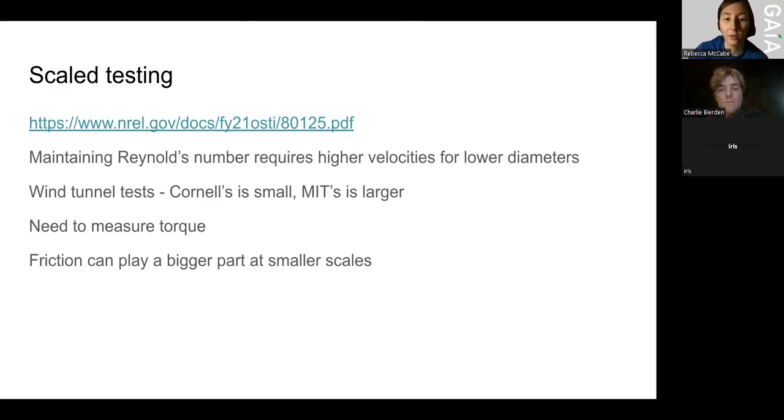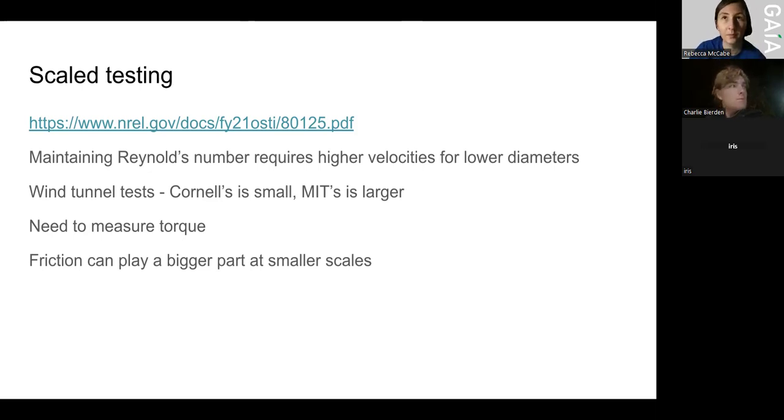And just based on facilities, Cornell has a smaller size wind tunnel, which means that the velocities are going to have to be a lot bigger, whereas MIT's wind tunnel is a little bit larger, so the velocity wouldn't be as extreme for small scale testing. But what you would be doing in a wind tunnel test is measuring the torque being exerted on the system. And so you're going to want some sort of torque sensor.